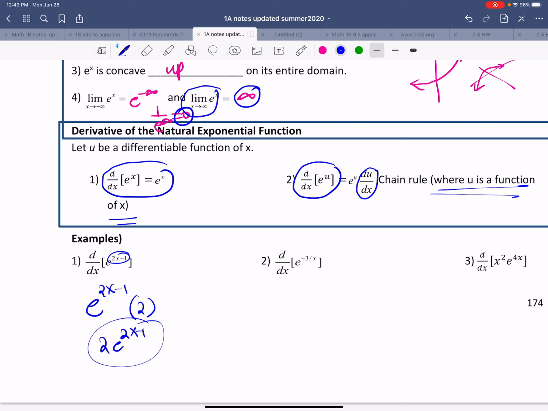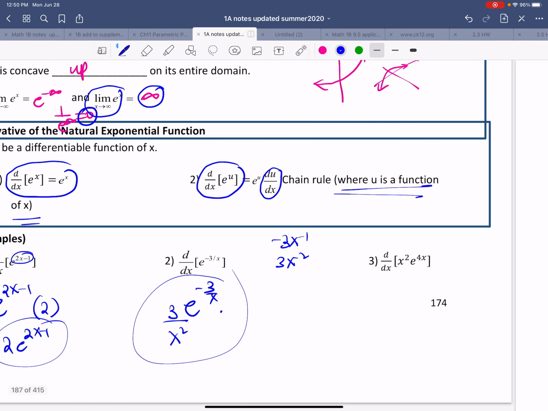Next, the derivative of e to the power negative 3 over x is e to the power negative 3 over x times the derivative of negative 3 over x, which is negative 3x to the power negative 1. The derivative would be 3x to the power negative 2 times 3. I'm going to bring the x to the denominator just to make it positive. That's going to be the derivative in this case.